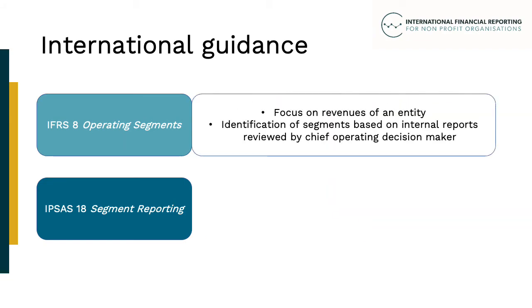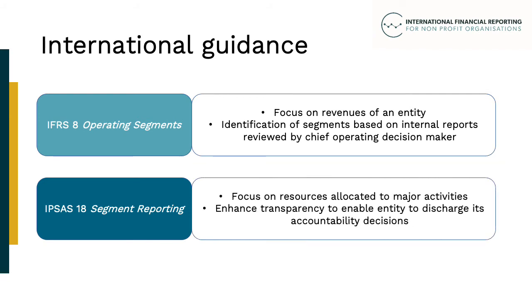IFRS 8 focuses on the revenues of an entity, and identification of segments is based on internal reports that are regularly reviewed by the entity's chief operating decision maker. IPSAS 18 is similar, but the decision-making requirements for segmental information are more focused on resources allocated to major activities. This is designed to enhance transparency, to enable an entity to discharge its accountability decisions, and may provide a more useful reporting structure for NPOs.